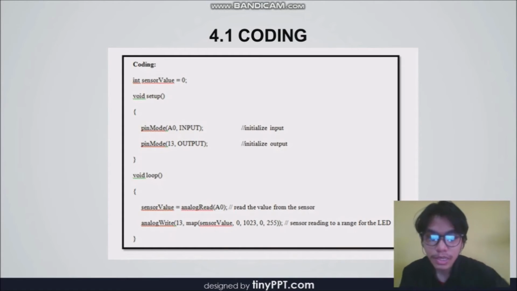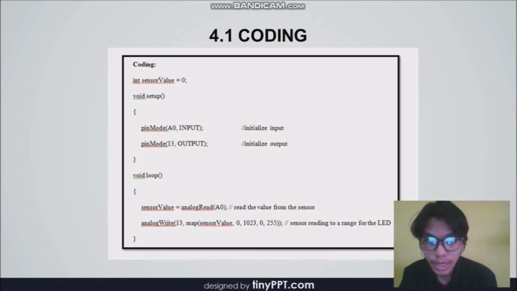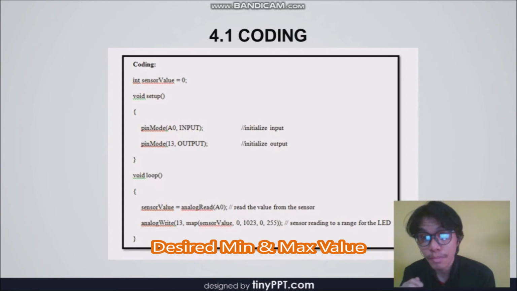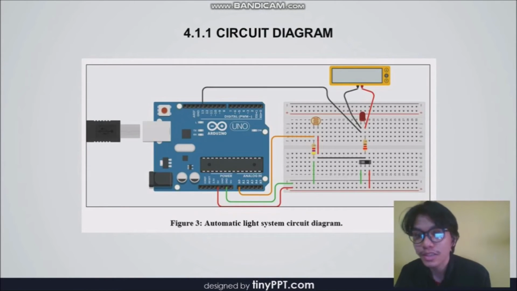So in this case, we put a map. Map takes the number to evaluate as the first argument, which is the sensor value. The next two arguments are the expected minimum and expected maximum values, which are 0 and 1023. And the last two arguments are the desired minimum and maximum values, which are 0 and 255. So that's it for the coding.